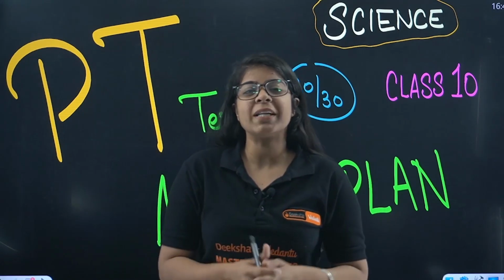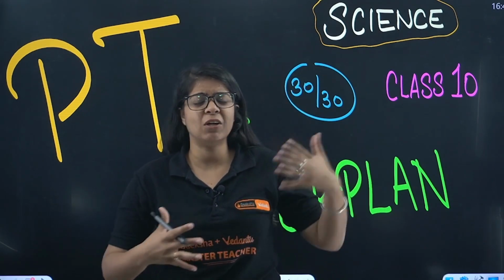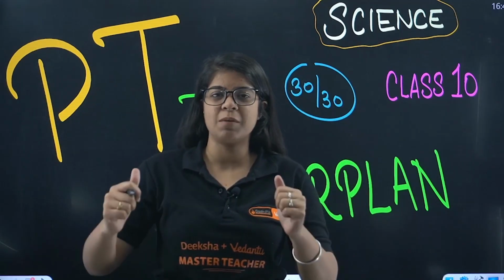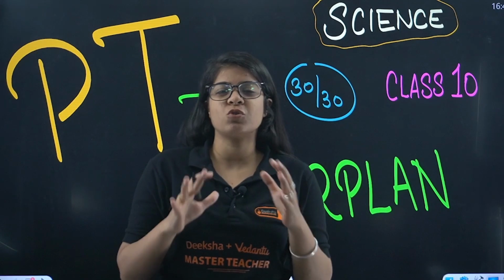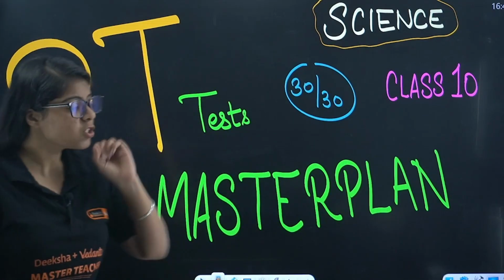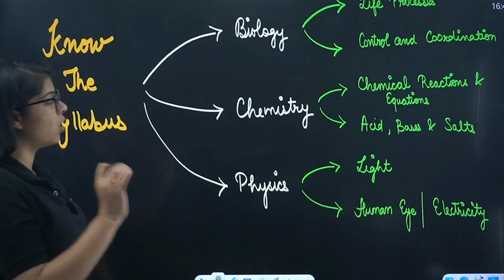Now beta, these are very important. We all know these are of 30 marks, so they won't have the whole syllabus, but the first two chapters will majorly be covered in these tests. So your first point is to know your syllabus.